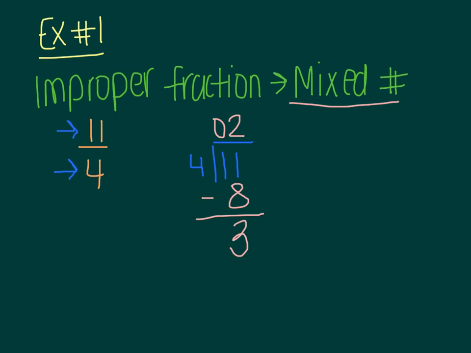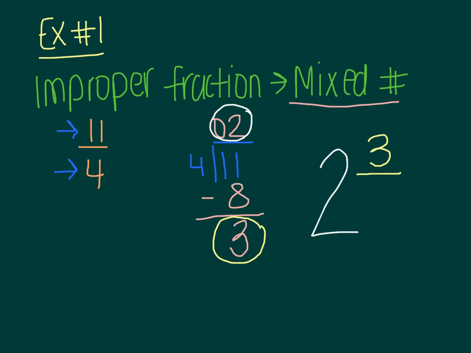Now, this is my whole number. So 2 is my whole number. My numerator is how much I have left over, my remainder, which is 3. And my denominator stays the same. My denominator was 4, and it is still 4. So my mixed number is 2 3/4.